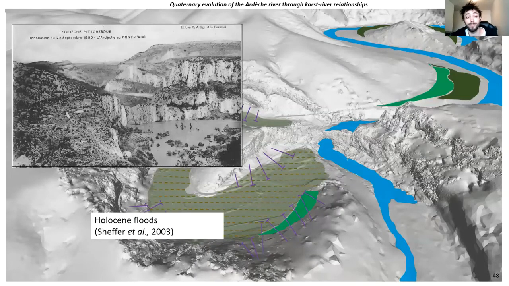Finally, the meander is sometimes reflooded during very important floods in the Holocene. All of the floods were dated to the Holocene, that's what we know until now. And the last time it happened was in historical period, in 1890.